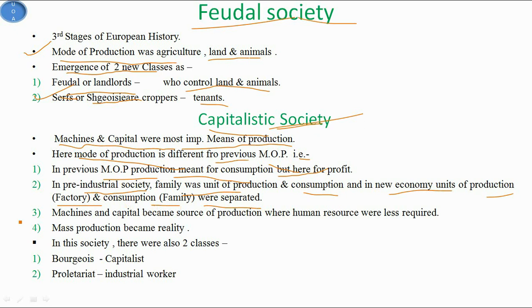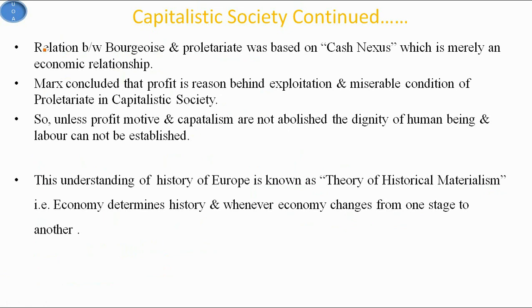So here machines and capital became the source of production, where human resources were less required. The work of humans would be done by machines. Mass production became a reality here, and this also led to two classes in society. The first is known as the bourgeois or the capitalists, and the second is the proletariat, that is, the industrial workers. Basically, the relation between bourgeois and proletariat was based on cash nexus, which is merely an economic relationship.